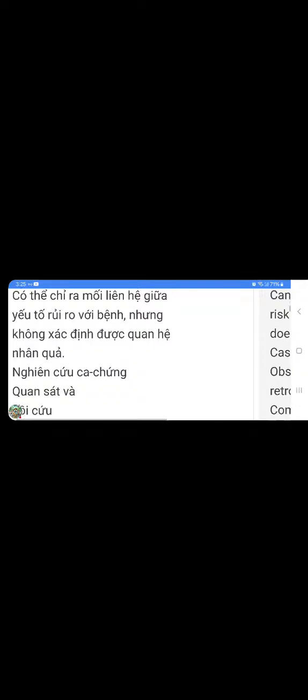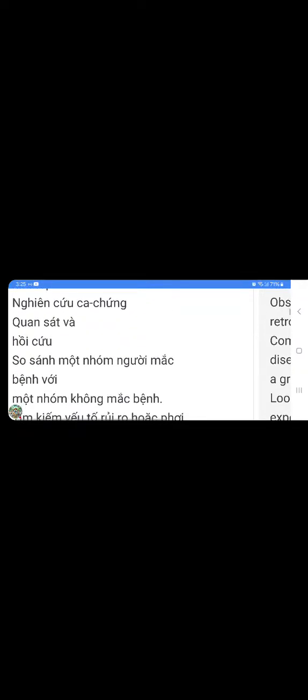So that's the first type, which is cross-sectional study. So the second one is case control study. Case control study is observational and retrospective.